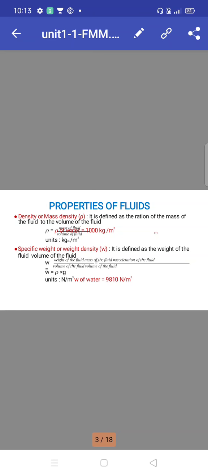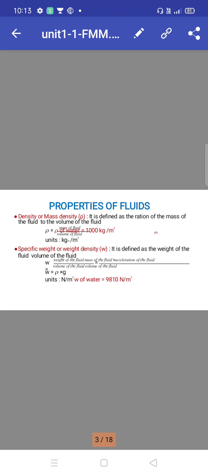So simply we can say density of water. So density of water is 1000 kg per meter cube. This is the density of water. Then specific weight and weight density of fluid.